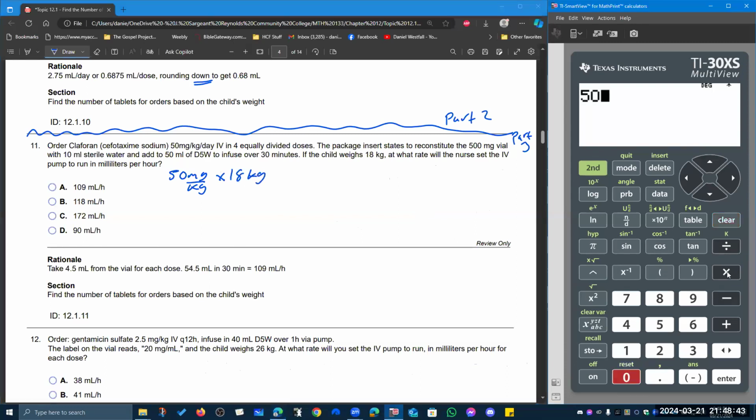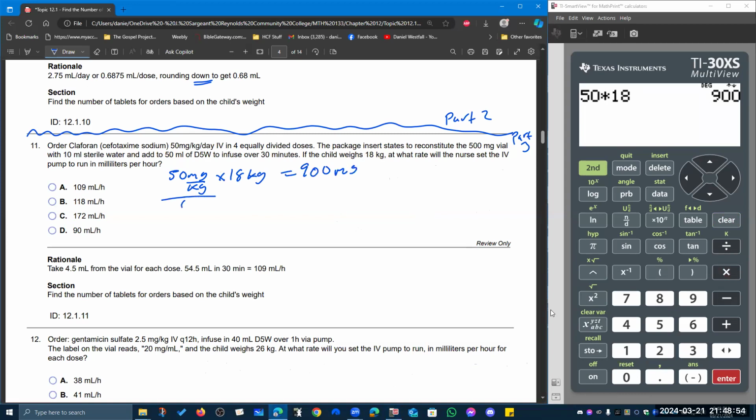50 times 18 is going to be 900 milligrams a day. And we want to split that up into 4 doses. It's going to be 225 milligrams a dose.